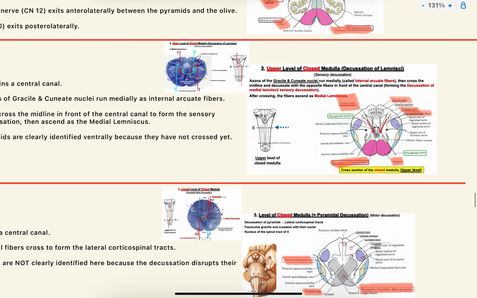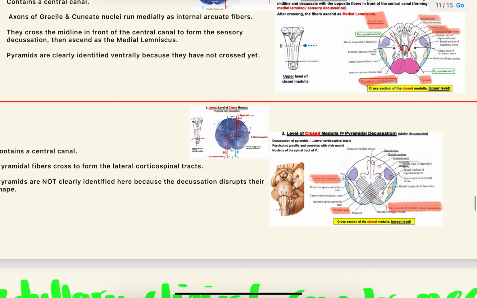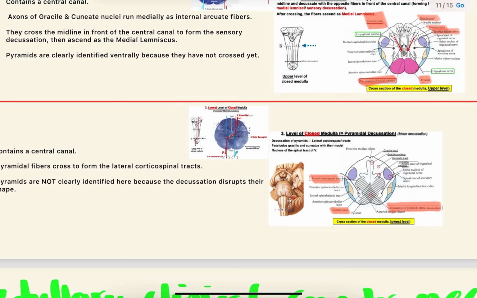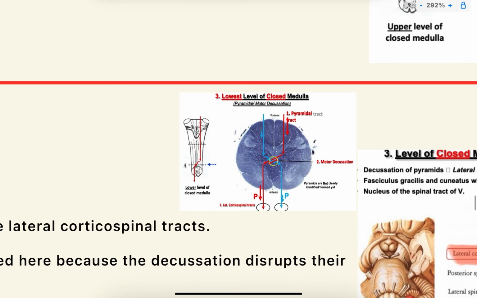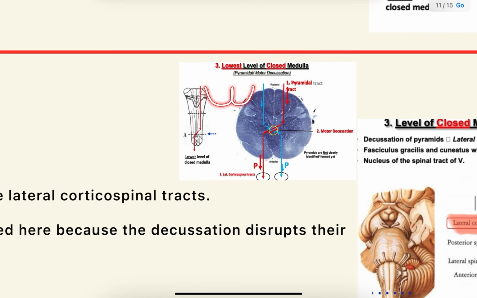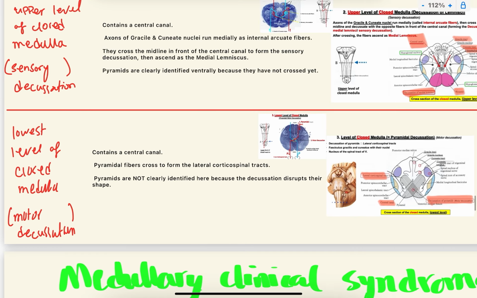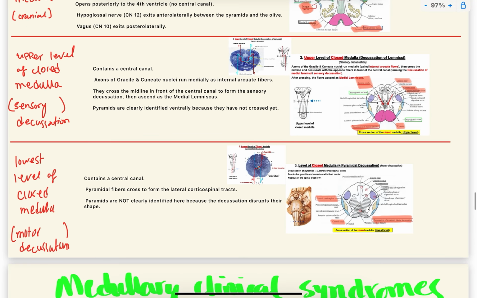Oh my bad, wait. The pyramids, they will be identified in the upper closed medulla because I have sensory decussation which is away from the pyramid. It's only just in front of the central canal. But in the lower part of the closed medulla, I will have decussation of the corticospinal tract in the pyramid itself. Therefore, the pyramid won't appear as clear. So it will appear like this. So here we can see the pyramid like this and this. But here it appears more like flattened like this. Okay, I hope it makes sense and I'm sorry for the mistake.